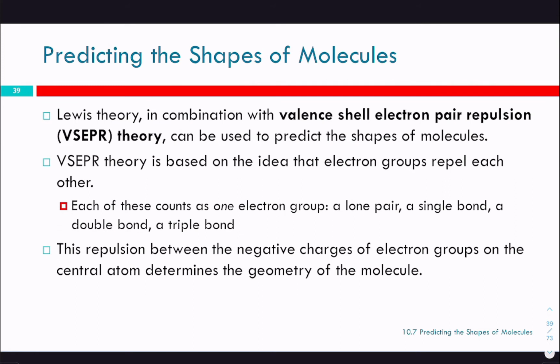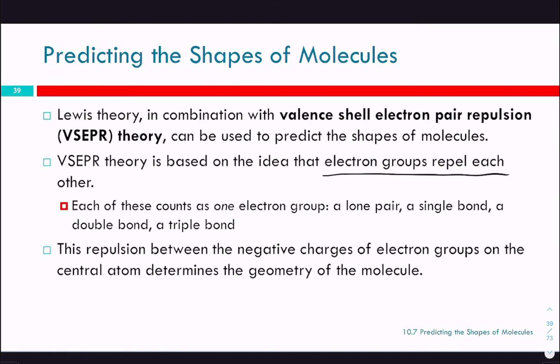The real critical things here are that electron groups repel each other, and that each of these things in this list here counts as one electron group. I'll be abbreviating this as EG, and those are lone pairs, single bonds, double bonds, and triple bonds. So if you had something with 2 double bonds, those would each count as 1 electron group, so you'd have 2 total electron groups. It's kind of a simple theory, but it works. So spread everything out as much as possible.